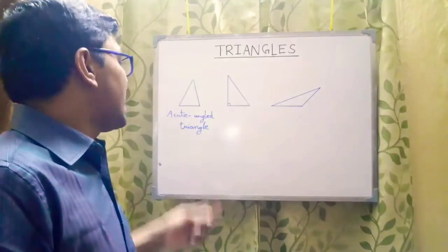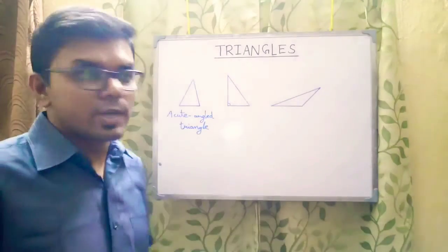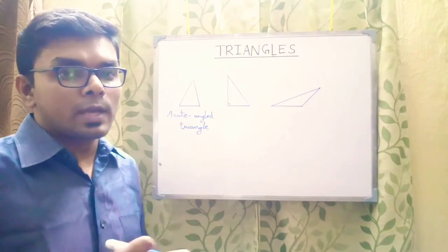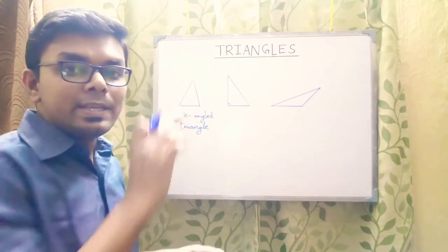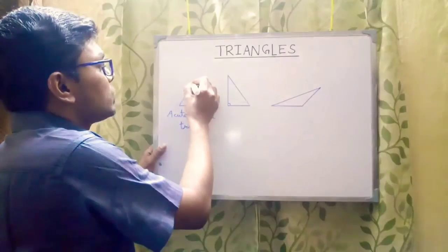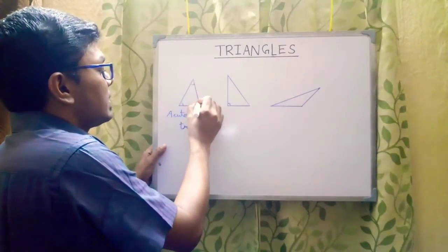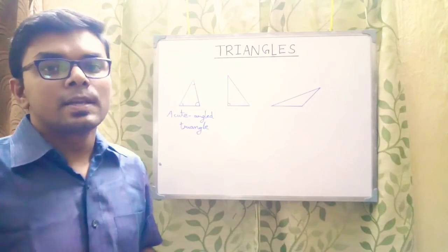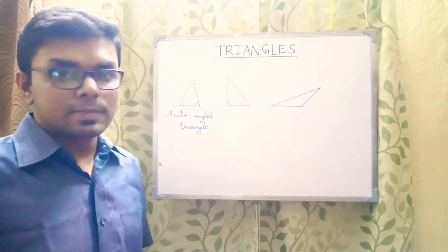Now let's see, we have an acute angled triangle. So an acute angled triangle is that kind of a triangle, all of whose interior angles are acute angles. That is, this is an acute angle, this is an acute angle, and this is an acute angle as well. That is, all the three angles are acute angles.